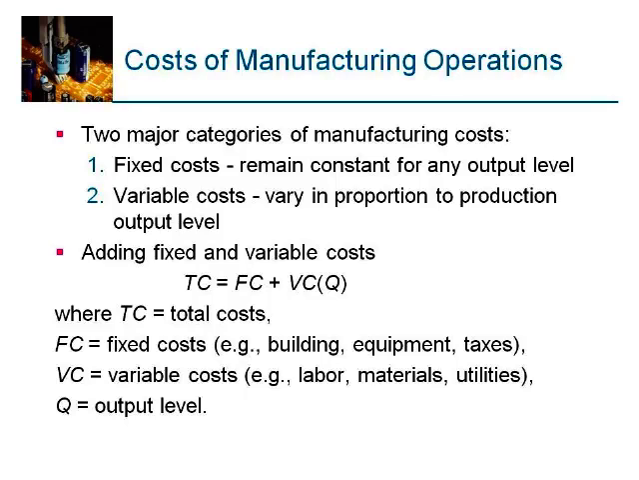Normally these costs are divided into two components. The total cost of a product being manufactured is divided into fixed cost as well as variable cost. The total cost is the sum of fixed cost plus variable cost multiplied by the quantity. Total cost is TC. Fixed cost remains constant for any output level.